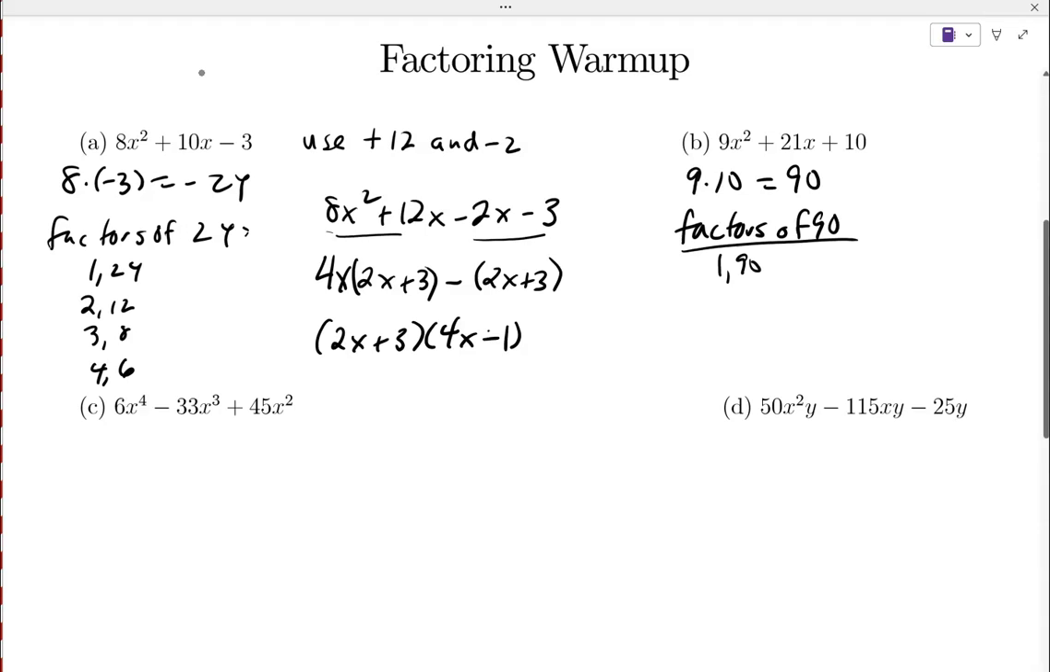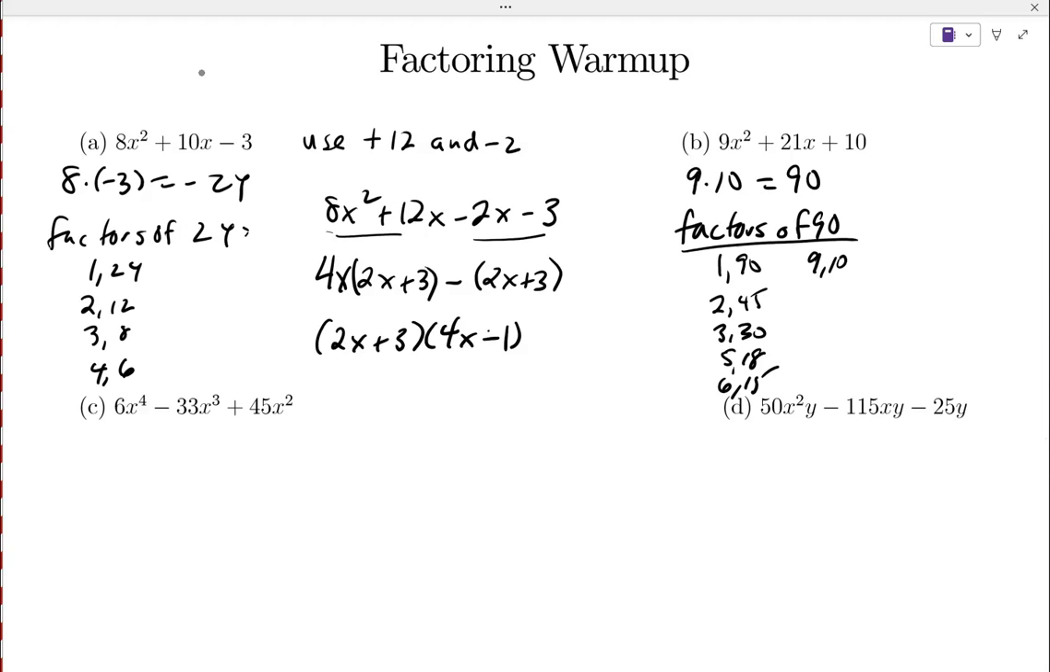1 and 90, 2 and 45, 3 and 30, 5 and 15, or 5 and 16, sorry. 6 and, or it should be 18, sorry. Try that again. 6 and 15, good, and then the 9 and the 10, right?